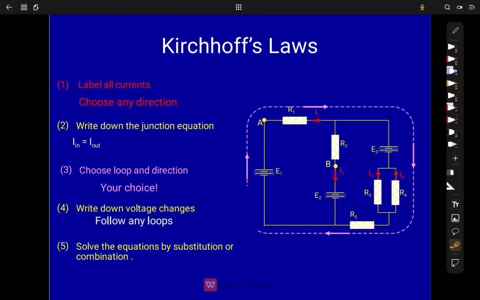So, write down natin yung ating junction equation. Diba? Alam natin that the junction, ito yung connection sa mga branches natin. So, the current in is equal sa current out. So, yun yung magkakaroon tayo ng equation na ganun. And then, the third step is to choose loop and direction, your choice. So, ito yung ating looping na ginawa. Then, write down natin yung mga voltage changes, follow the loops. So, solve the equation by substitution or combination para mahanap natin yung ating unknown value or yung pinapadetermine sa atin ng problem.